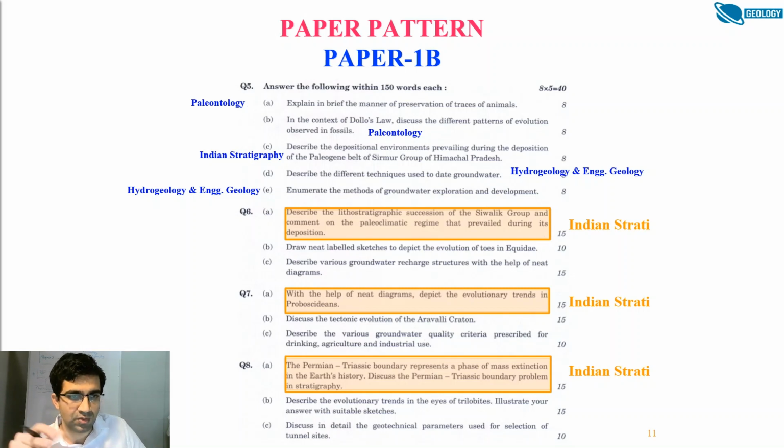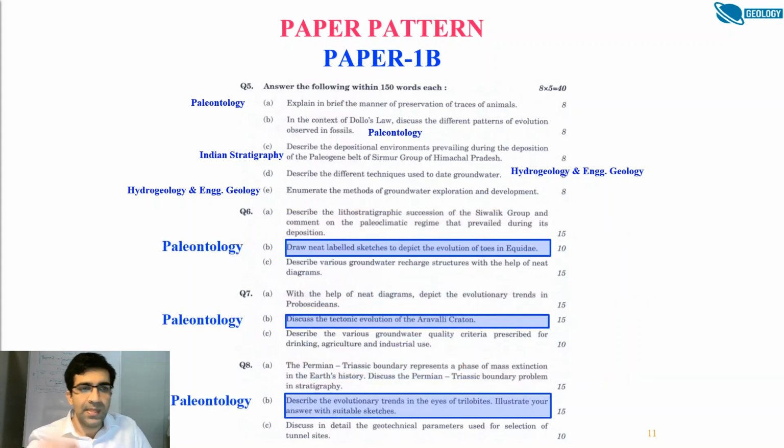If you go to question number 1, you got just one question from Indian stratigraphy, so that is compensated for by giving 15 mark parts in the questions where you have choice. Next we go to paleontology. It's 10, 15, 15 again because you got 2 questions in paper 1, so you have this one question of 10 marks in this part.